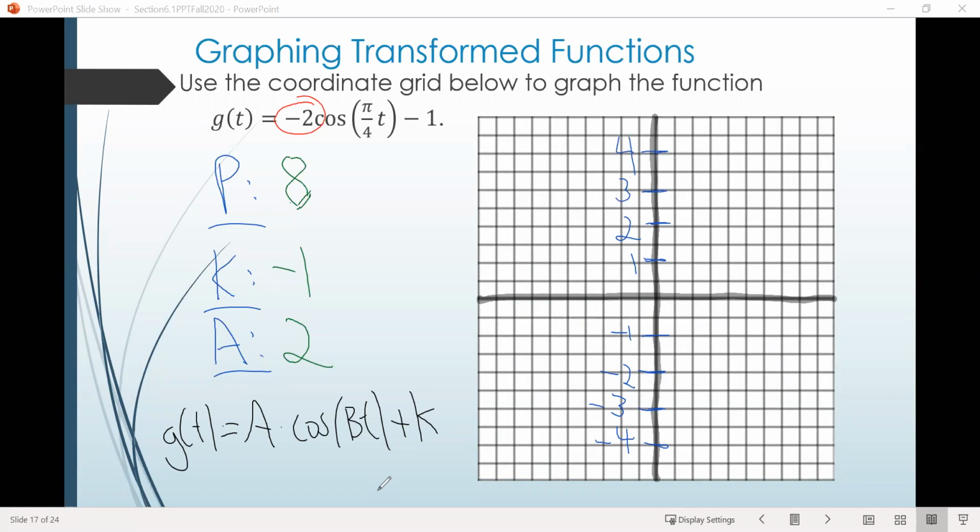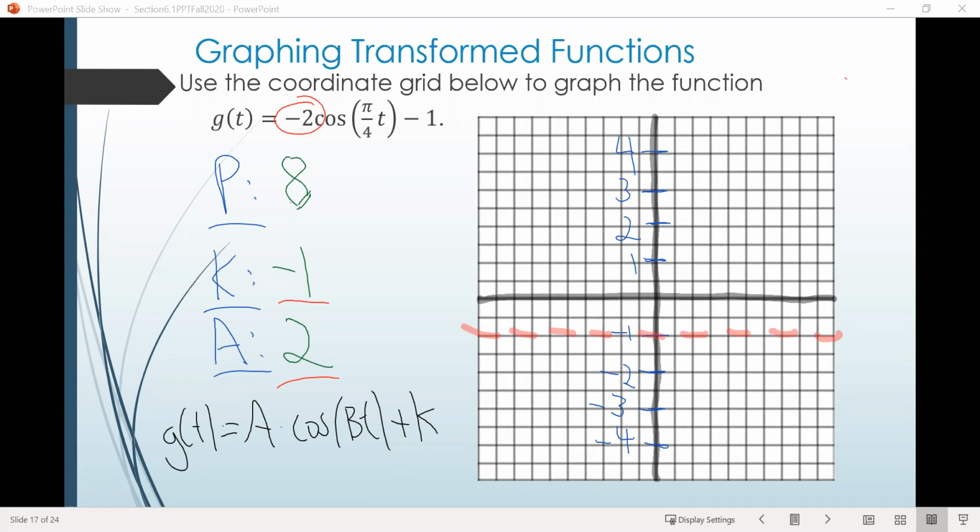The first thing I'm going to do when I go to graph a function like this is mark where the midline is. Based on what we wrote down, the midline for this function is at negative 1. That means we have a horizontal line going through negative 1 on the vertical axis. So this dotted line I'm drawing right here, that's going to be our midline. And we know that our amplitude is 2, so the function is going to oscillate 2 units above and below that.